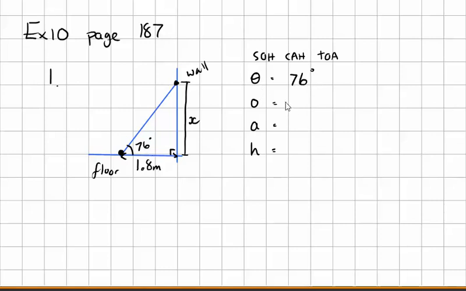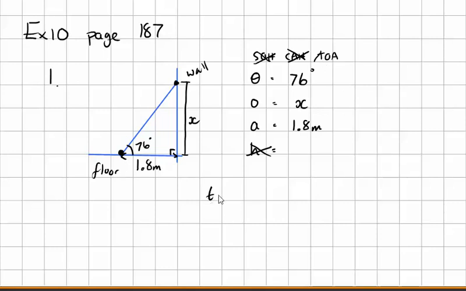Do I know the opposite side? Do I want to know the opposite side? Yes. Right, so that's x. Do I know the adjacent side? Yes. 1.8 metres. Do I know the hypotenuse? No. Do I want to know the hypotenuse? No, so I'm going to cross that out. And therefore I can cross anything out up here which has an h in it, and that leaves me with only one.